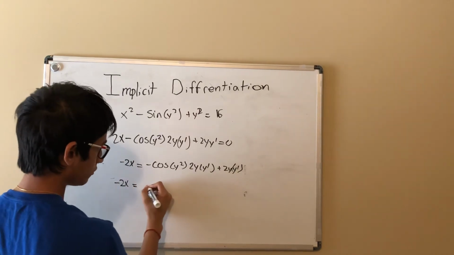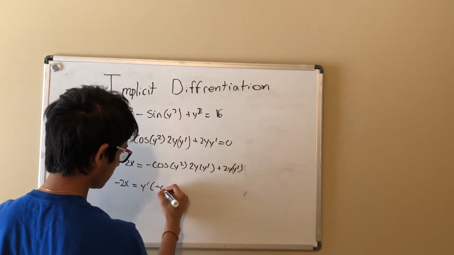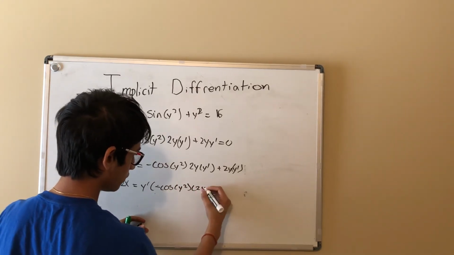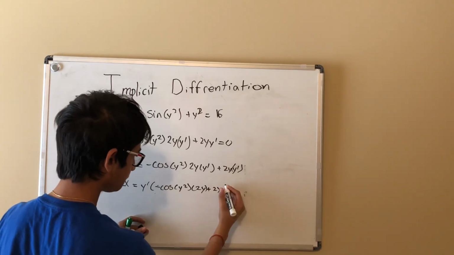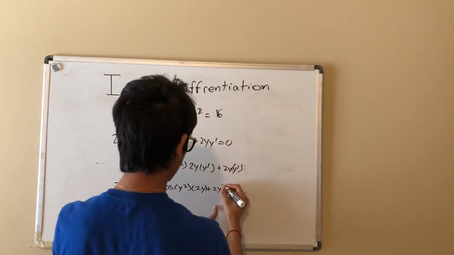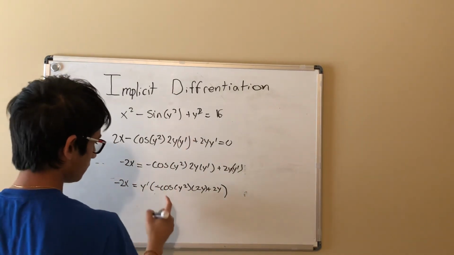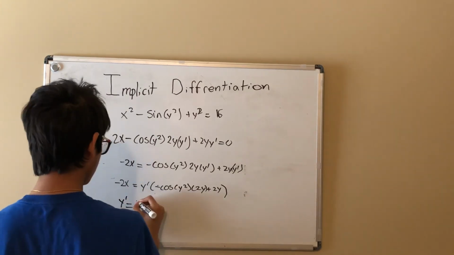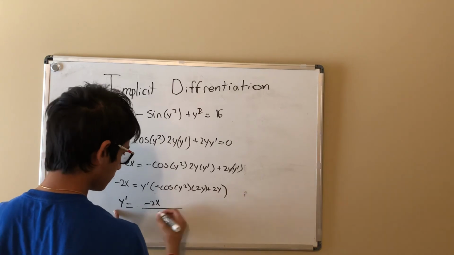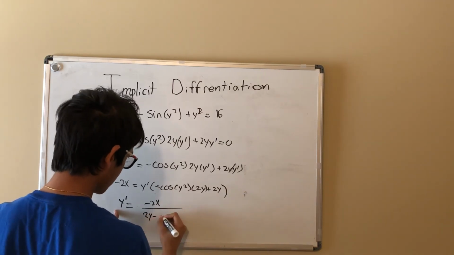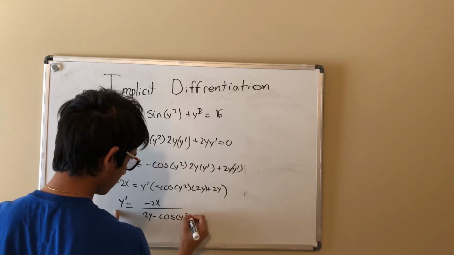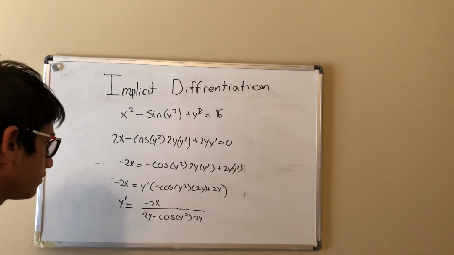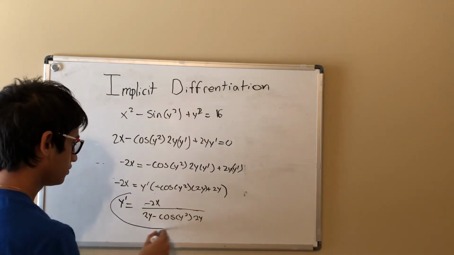-2x equals y prime times (negative cos y squared 2y plus 2y), right? And then you just divide out by this value, and then you get y prime equals -2x over (2y minus cos of y squared 2y). And then you could factor out a 2y, but I don't think that makes a difference. So then that's how you would do that.